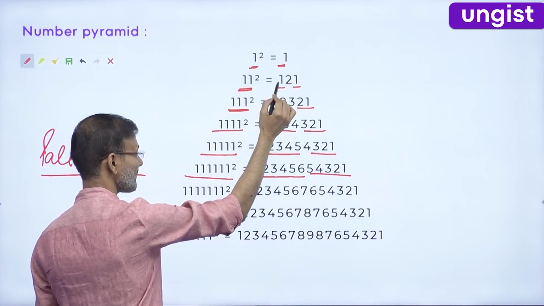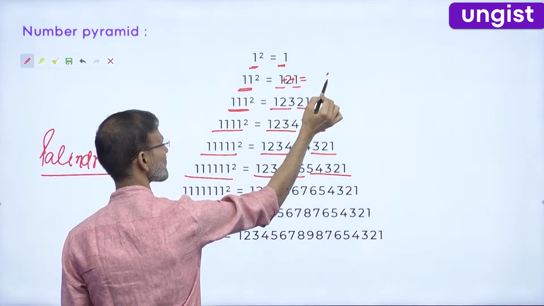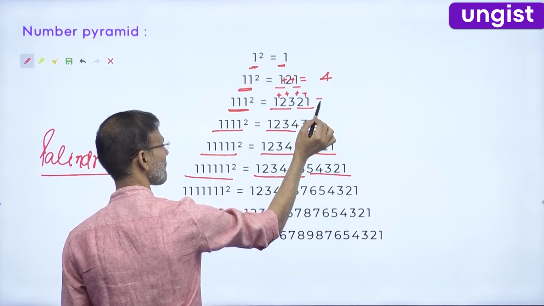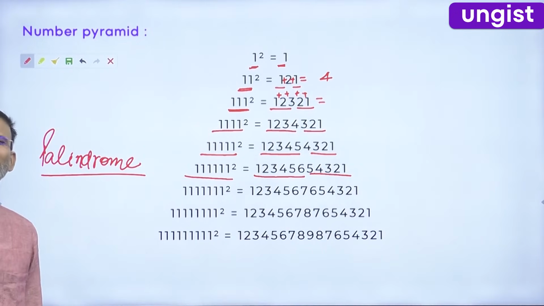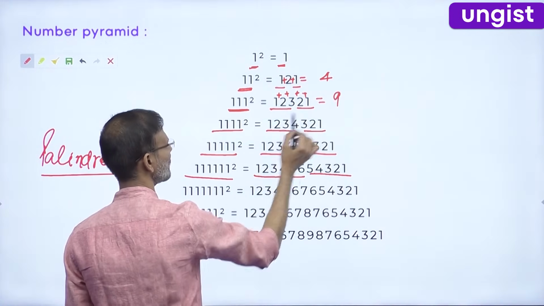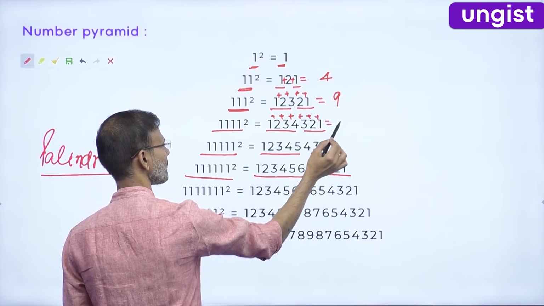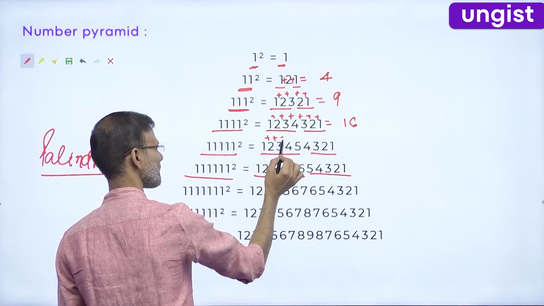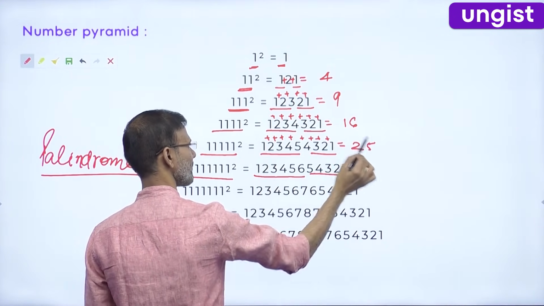If you need to find the sum of digits, what is the sum of digits? 4. What is the sum of digits? बोलिए. 9. इतना टाइम क्यों लग रहा है? अच्छा ठीक है, इसको बोलिए. What is the sum of digits? 16. What is the sum of digits here? The sum of digits is 25.